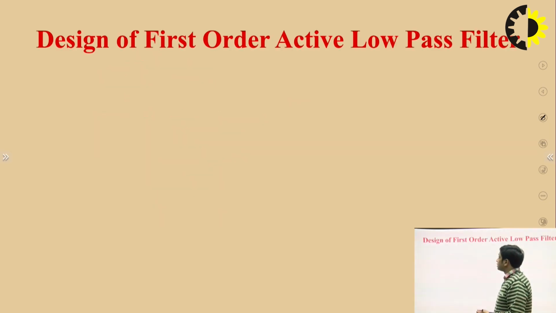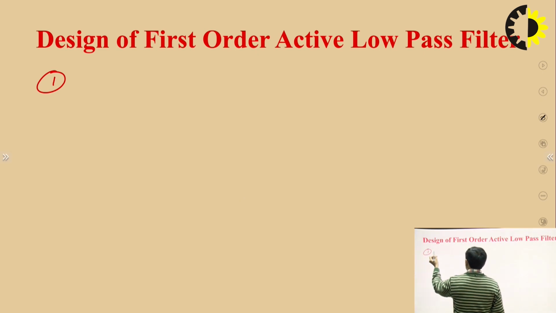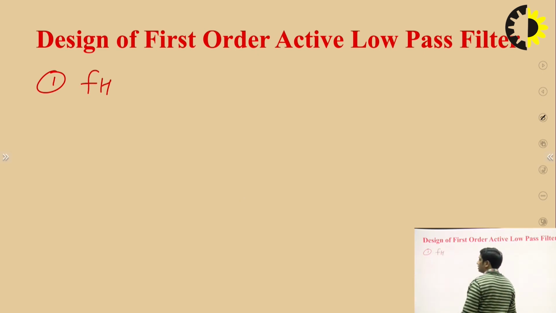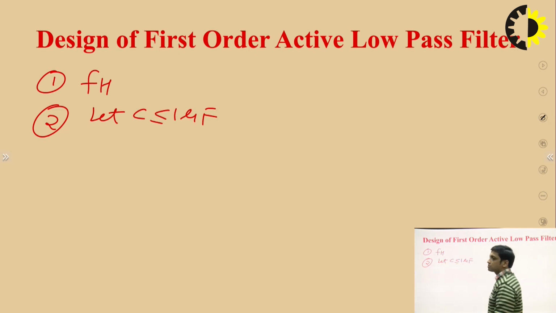Now coming to the design of the first order active low pass filter. To design it, step 1 is to mention the cutoff frequency FH. Normally in the numericals, FH is given. Then take some value of C, and normally we take C less than or equal to 1 microfarad. We choose the value of C such that the capacitor is available in the market. For example, you can choose 0.1 microfarad, 0.01 microfarad, 0.0047 microfarad.